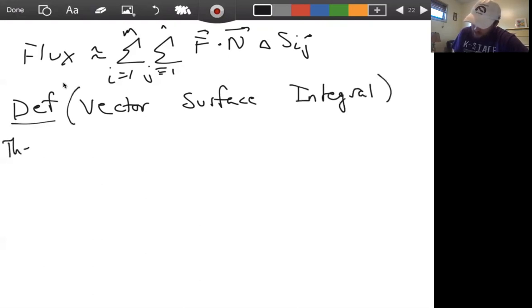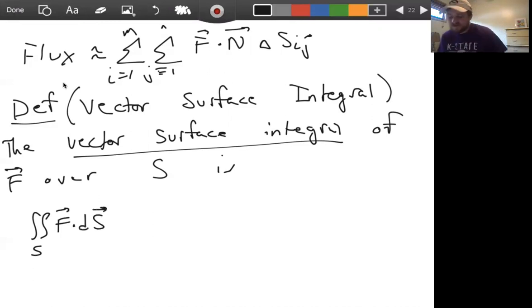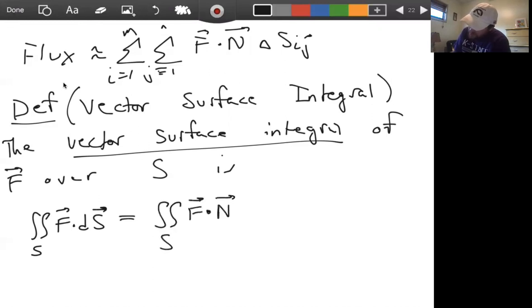Okay, the vector surface integral of vector field F over surface S, we write as the double integral over S of F dot dS, where dS is capital S. This is our notation for a vector surface integral. It is given by the scalar surface integral of F dot n dS. And so we describe the vector surface integral in terms of the scalar surface integral, right?